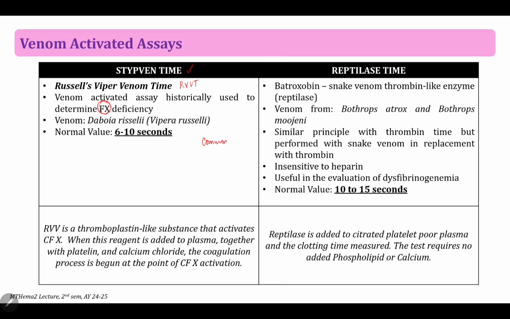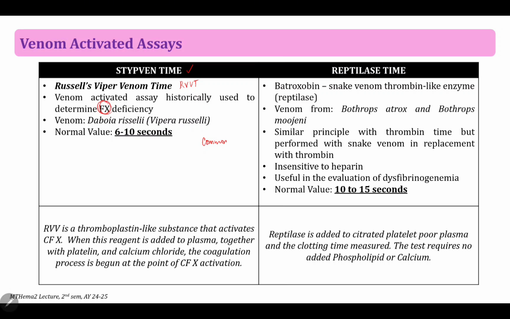Kasi nga, si factor 10 yung start ng common pathway. Dati akala kasi nila, kapag prolonged na sa RVVT, automatically deficient na siya ng factor 10. Pero, if you're going to think of it, pwede namang na-activate si factor 10, pero baka meron palang deficiency in the succeeding factors such as your factor 5, 2, or 1.